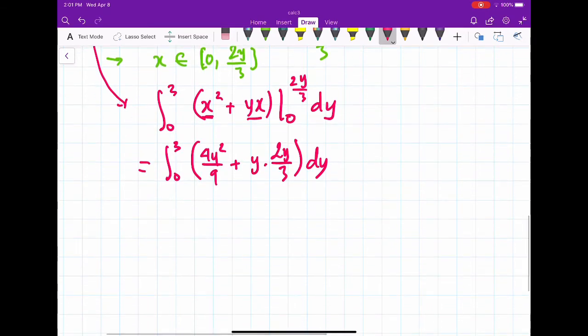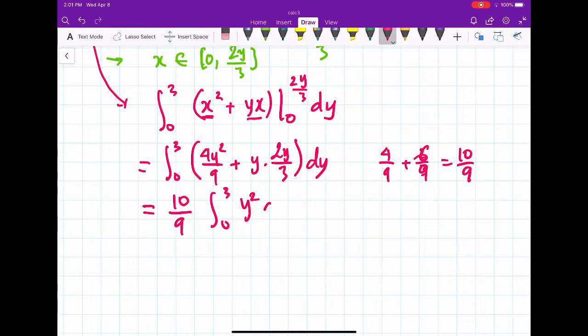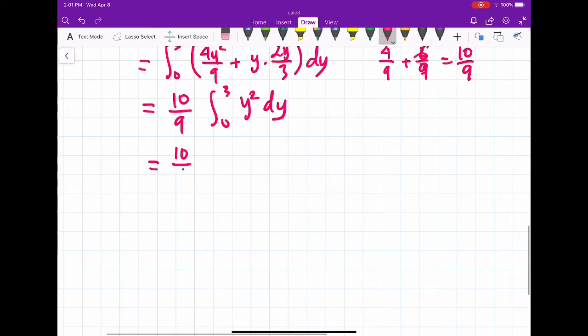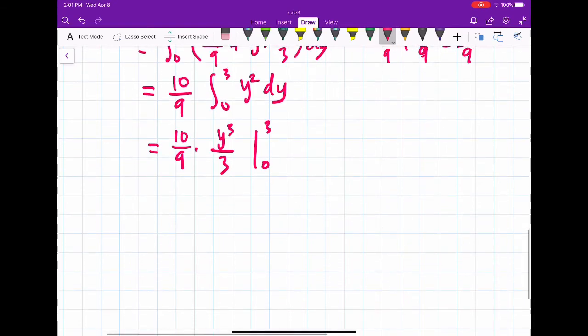And if we simplify this, we get, let me write 4 over 9 plus 2 over 3. So basically that is 6 over 9, that is 10 over 9, right? So we have 10 over 9 in here, integral from 0 to 3, y squared dy. We use the power rule, we get 10 over 9, y cubed over 3, evaluated from 0 to 3. And I just plug 3 into this function, I get 10. And that is the mass of this planar lamina.